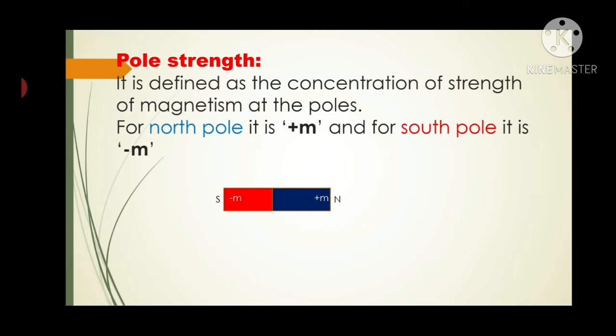Pole strength. Pole strength is the concentration of strength of magnetism at its pole. We have two poles, so each has its own magnetic strength. For the south pole it is denoted as minus m, and for the north pole it is denoted by plus m.